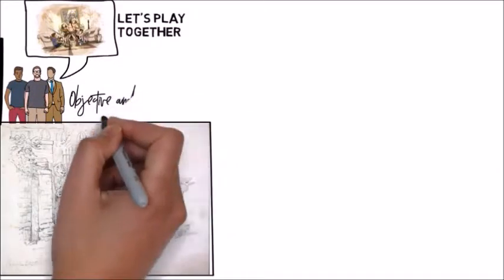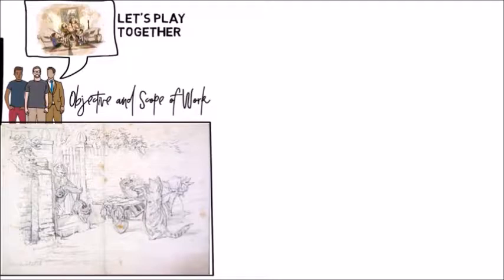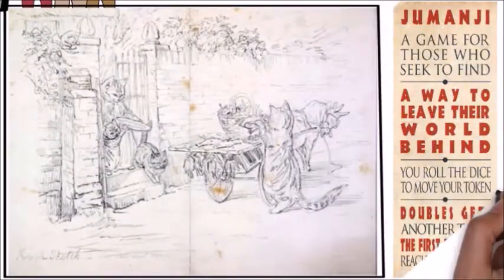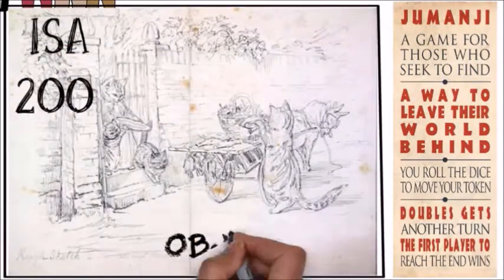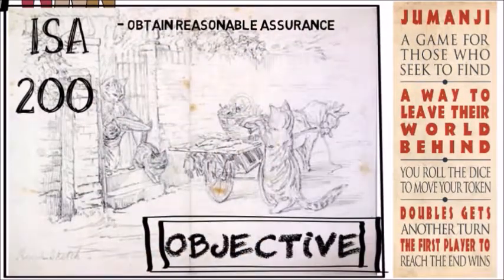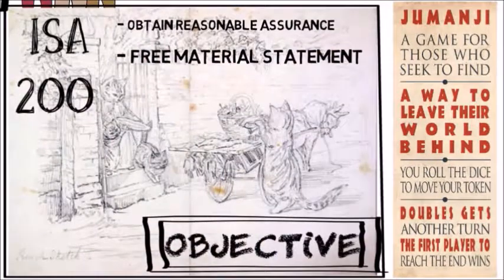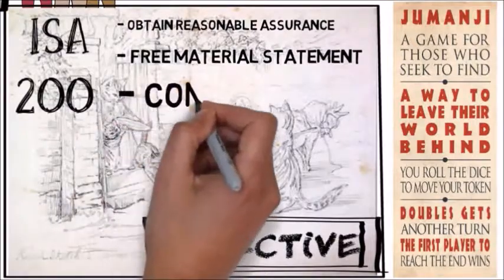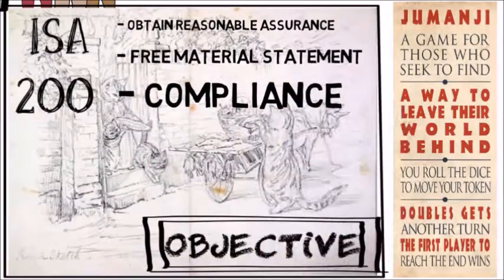But before we start, Najib, can you help me to brief the instruction about the objective and scope of work in computerized environment? Okay Jugal, according to ISA 200, the objective of auditors is to obtain reasonable assurance about whether the financial statements as a whole are free from material misstatement, whether due to fraud or error, thereby enabling the auditor to express an opinion on whether the financial statements are prepared, in all material respects, in accordance with an applicable financial reporting framework.